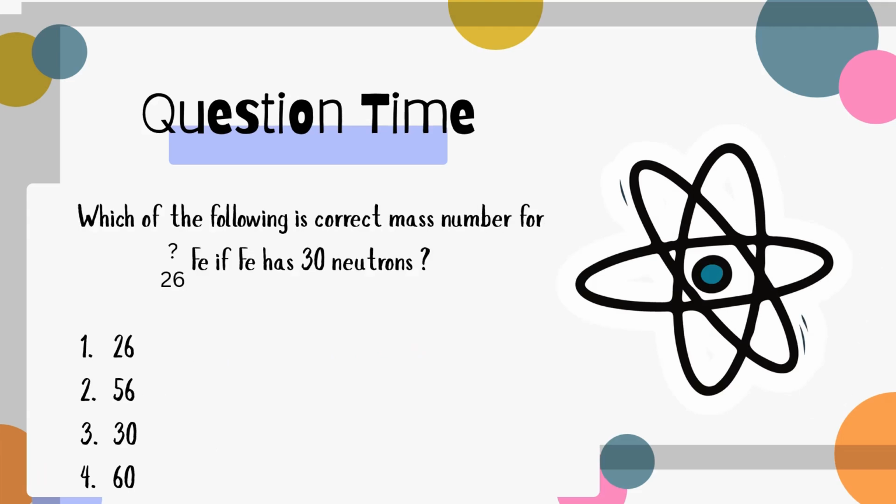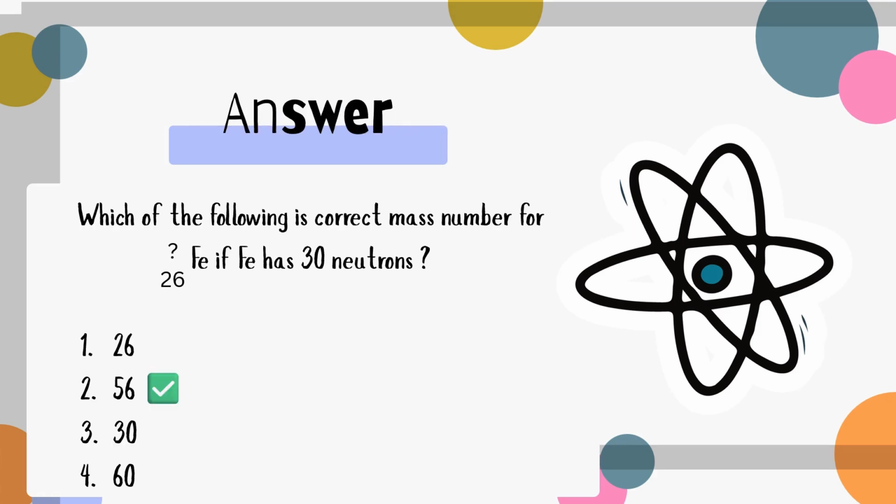Again a question for you. Which of the following is the correct mass number for iron if iron has 30 neutrons? Pause the video, do the calculation and then answer. If your answer is 56, then you are correct.